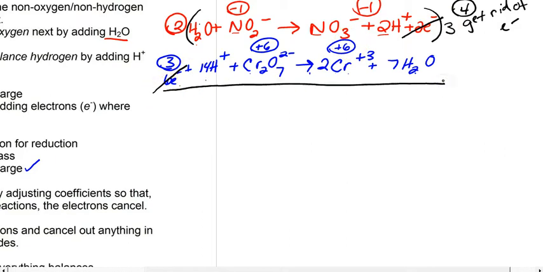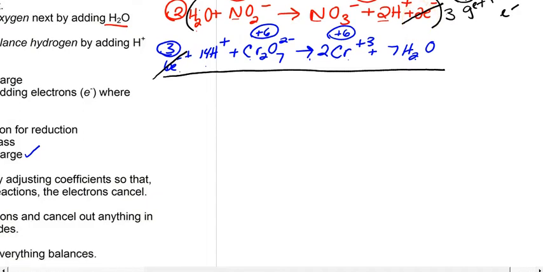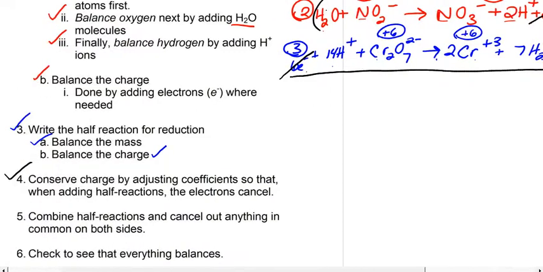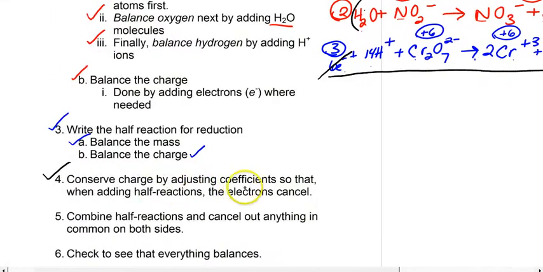And now I'm going to be able to combine this together, showing how the 3, though, is going to have to be distributed to everything else in that top half reaction before I can actually put them all together. So I have conserved my charge by adjusting the coefficients, so my electrons have canceled. I don't have to worry about them. I'm going to combine my half reactions now. So this would be the next step. What color should I use? Again, let's go back to the green.